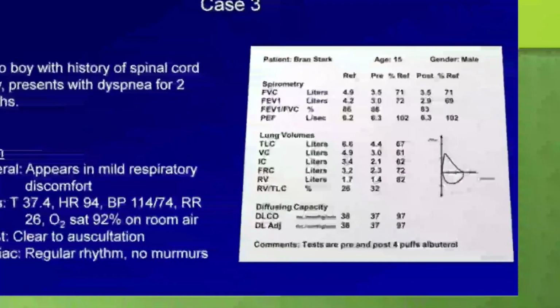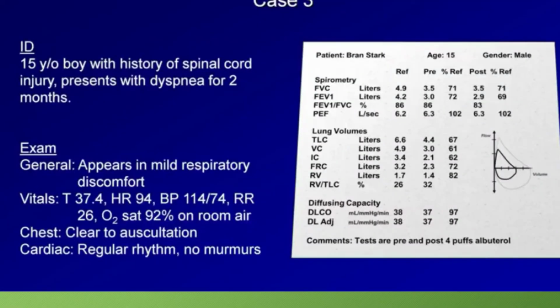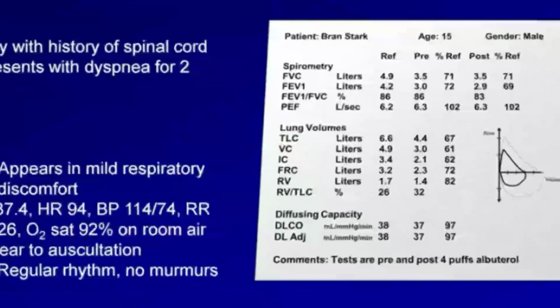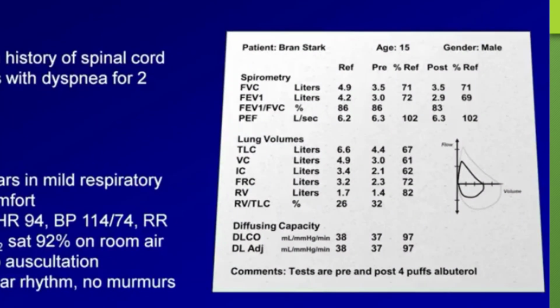Case number 3: a 15-year-old boy with a history of spinal cord injury. Okay, so there is a history of something other than the lung. The patient presents with respiratory discomfort, saturation is 92%, chest is clear, and cardiovascular system is normal. In the spirometry, first you will see the FEV1/FVC ratio is more than 80%. FVC is 70%, a bit reduced. Then the total lung capacity is also reduced. So it is a case of restrictive lung disease.